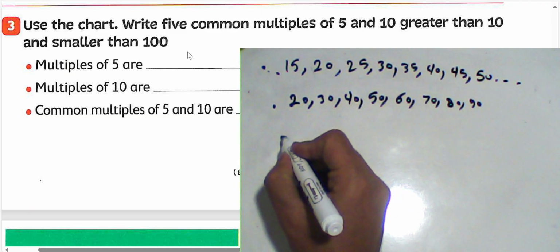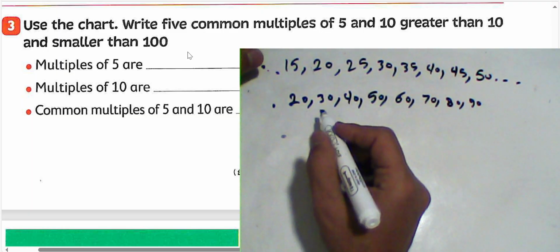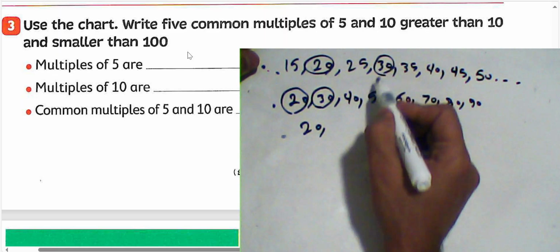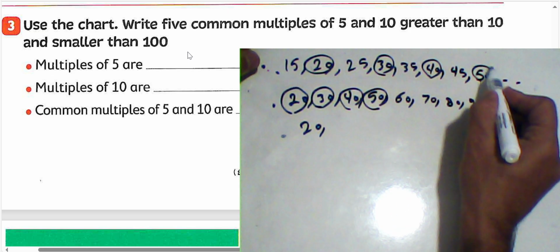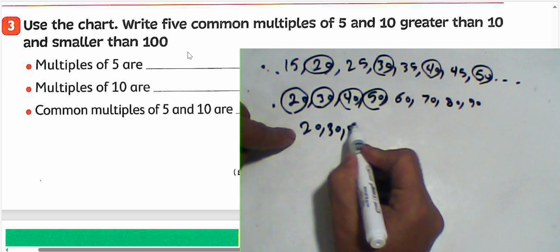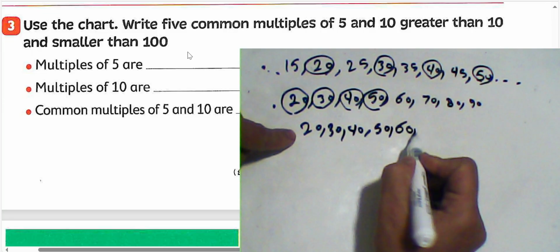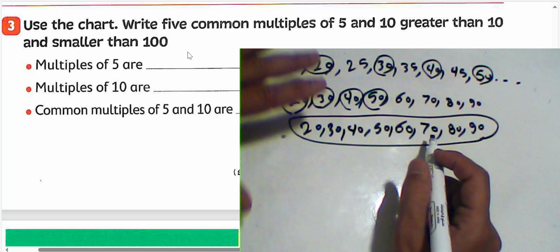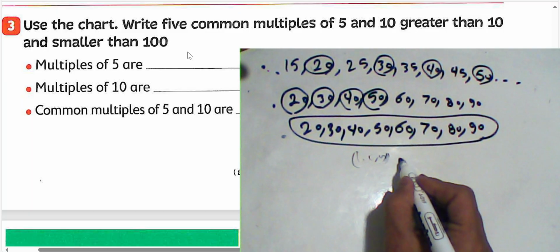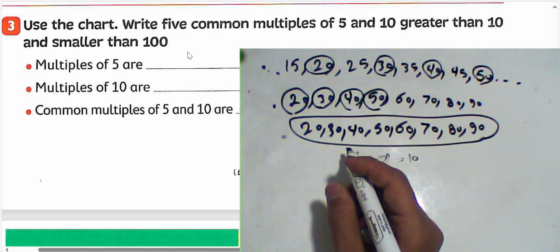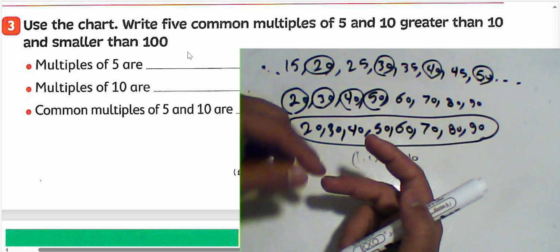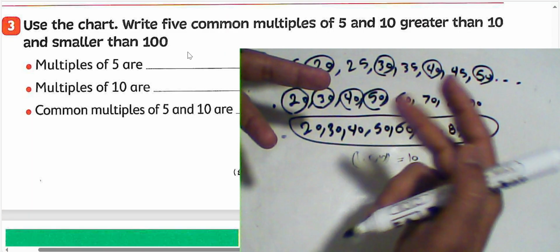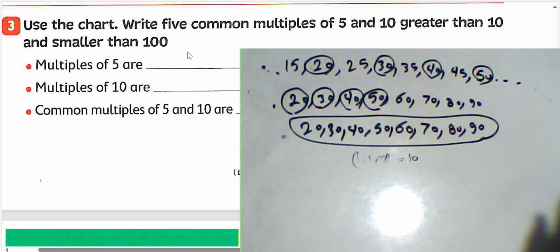So we want to find the common multiples of 5 and 10. The common multiples of 5 and 10 will be 20 here, 30, 40, 50 and so on: 20, 30, 40, 50, 60, 70, 80, 90. Why? Because the least common multiple of the two numbers equals 10. 10 can be divided by 5. Then if you want to find the common multiples of 5 and 10, we must find the multiples of 10. After 10: 20, 30, 40, 50, 60, 70, 80, 90. Okay?